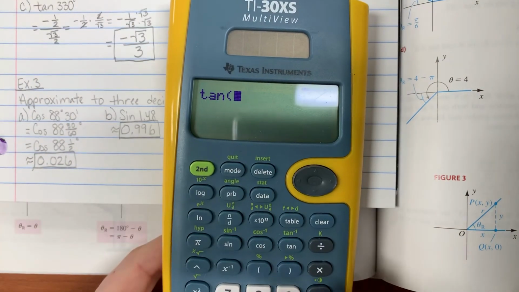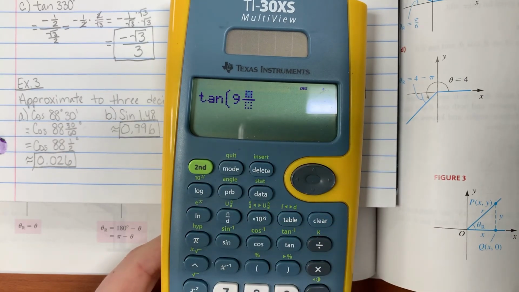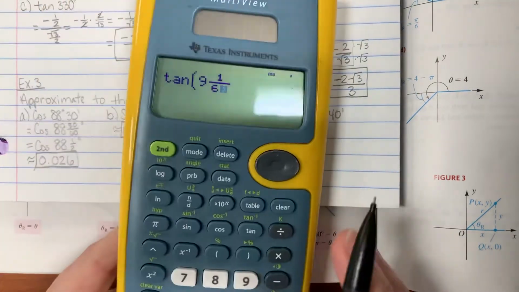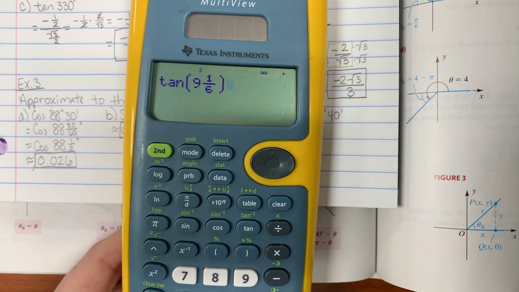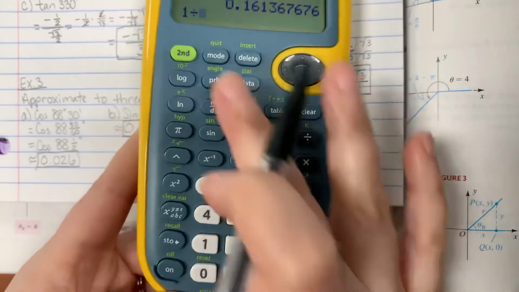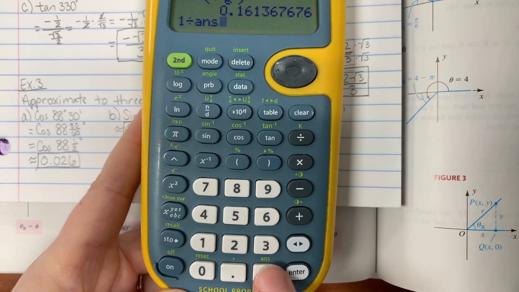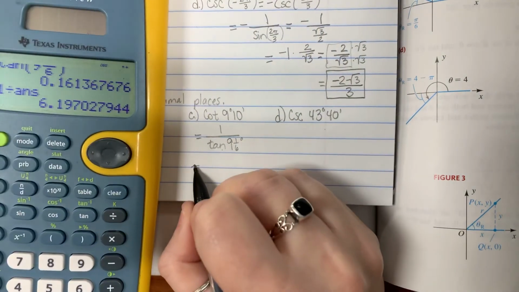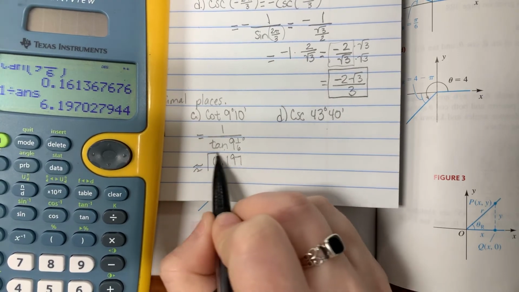First, I'm going to do tangent of 9 and 1/6. Is that what it was? Yeah, 9 and 1/6. So I'm using fractions to do mine so that I get an exact answer. I'm going to get that answer. Then I'm going to say 1 divided by that answer. So I hit second, and this button down here is answer. So that gives me about, again, this is approximate, 6.197 to the 3 decimal places there.